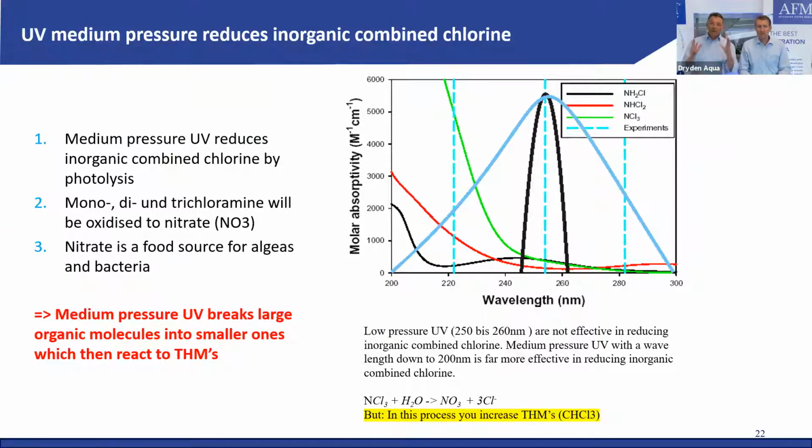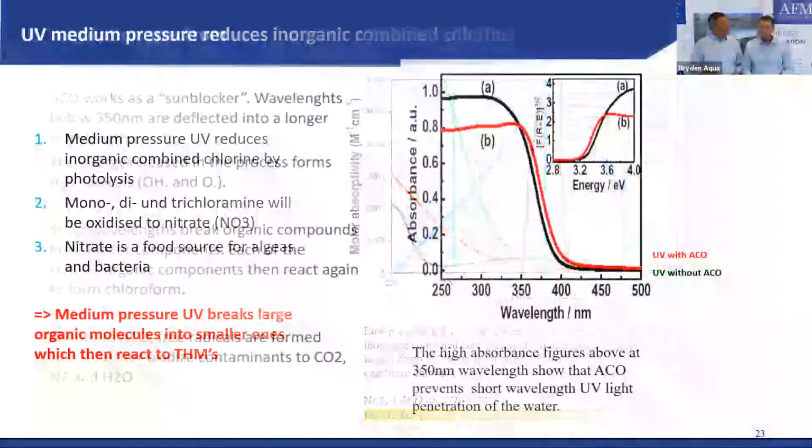But our main point is this photolysis. These photons, which break up inorganic and organic combined chlorine, also break up big organic molecules into smaller ones. And the smallest one that we end up with is 1 carbon 4 hydrogen. It's methane, and that reacts then with chlorine to form chloroform. And this is why we are against it. We have nothing against the UV industry, but this is why we are against it. Was this clear enough? Yeah, I think so.